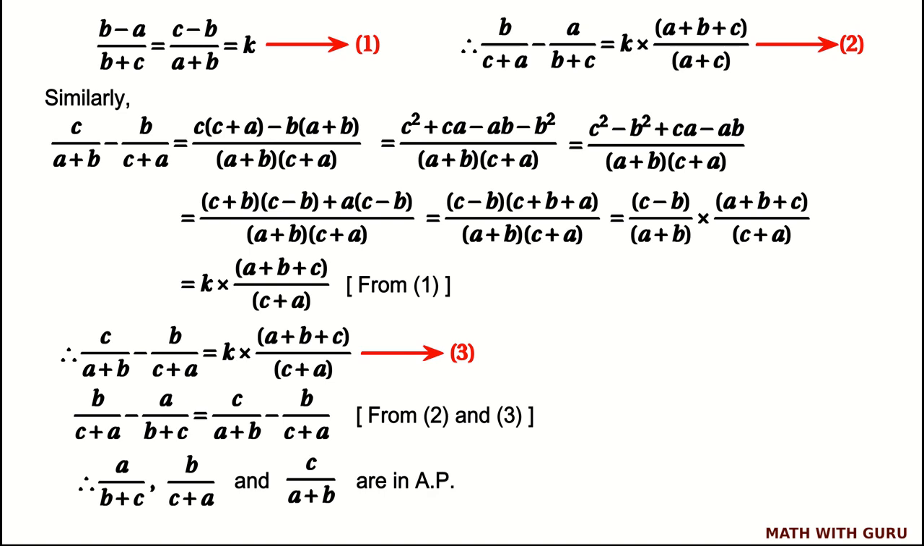So, a divided by b plus c, b divided by c plus a and c over a plus b are in AP.